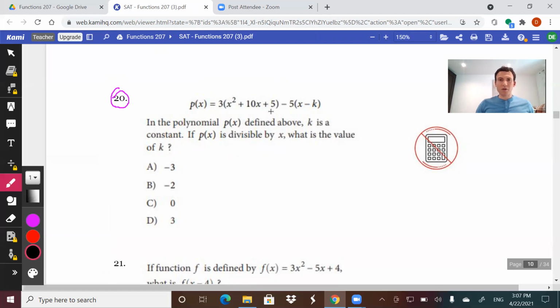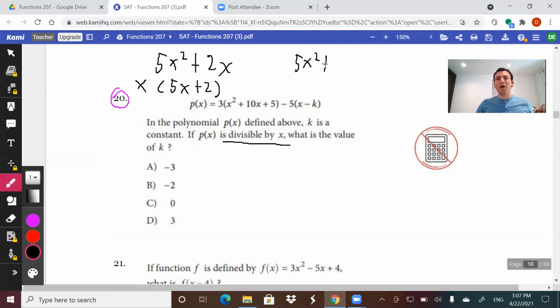Okay, so it gives us this function, and it says p of x is divisible by x. What is the value of k? So the key thing is to think about what that means. Well, 5x squared plus 2x would be divisible by x, right? We can factor out an x, so we'd end up with 5x plus 2. 5x squared plus 2, though, is not divisible by x. You can't factor out an x. So in order for it to be divisible by x, we can't have any constants on their own without an x. So how does that play out on this problem?